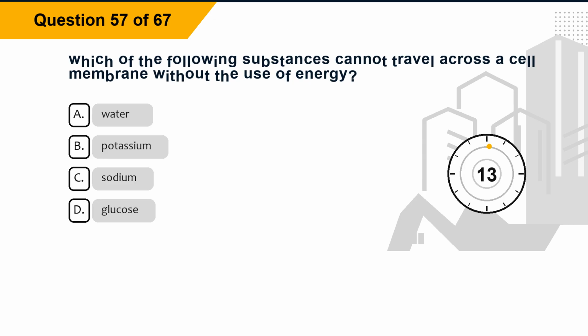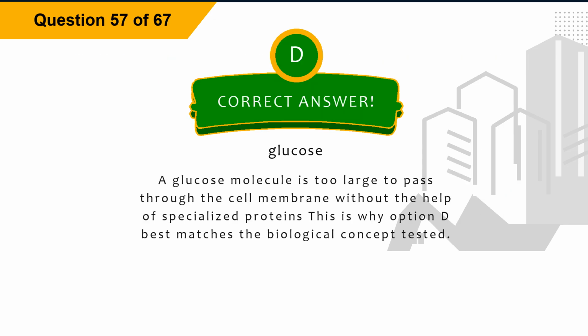Question 57. Which of the following substances cannot travel across a cell membrane without the use of energy? Option A, water. Option B, potassium. Option C, sodium. Option D, glucose. The correct answer is option D, glucose. Explanation. A glucose molecule is too large to pass through the cell membrane without the help of specialized proteins. This is why option D best matches the biological concept tested.